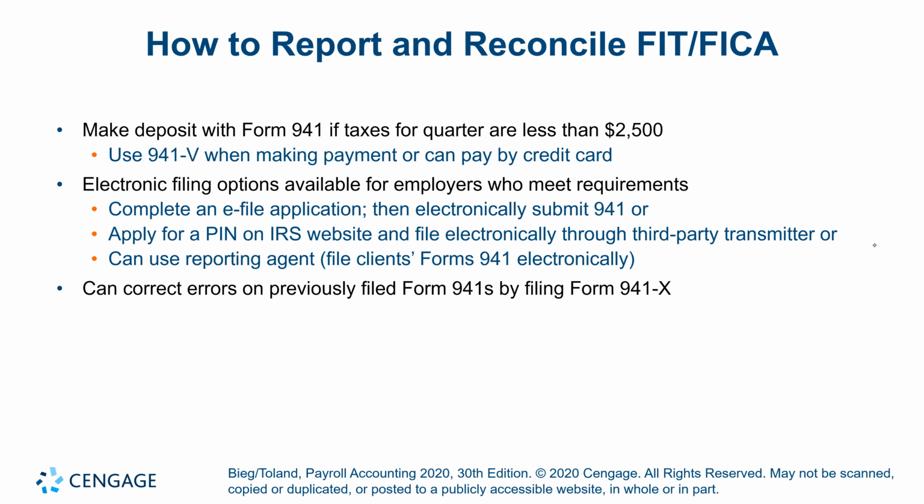Electronic filing options are available for employers who meet requirements, but they have to fill out an application and then are able to electronically submit the Form 941. Usually they need to apply for a PIN on the IRS website, and that enables them to file electronically through a third-party transmitter, or they can use a reporting agent to file the 941 for them electronically. And then if necessary, we correct errors on the 941 by filing the Form 941X, which I mentioned before.